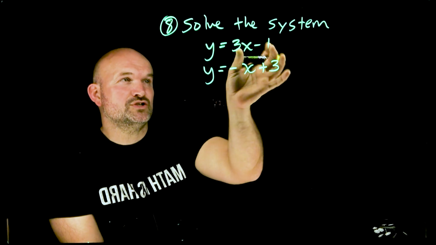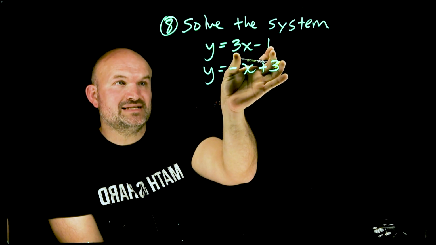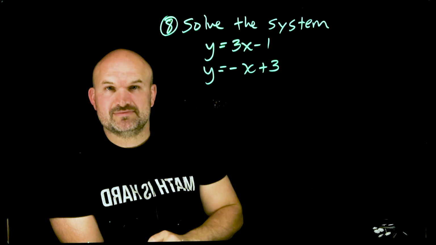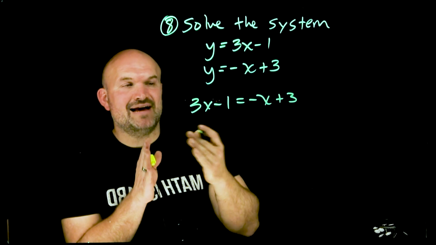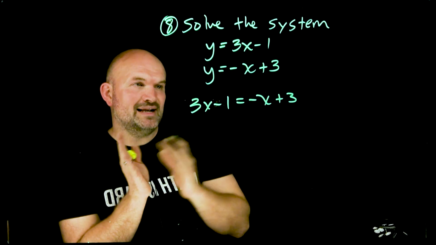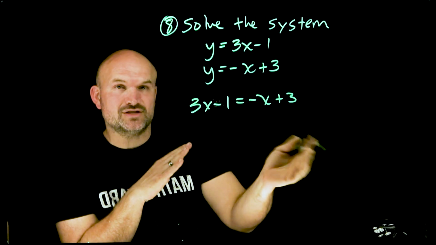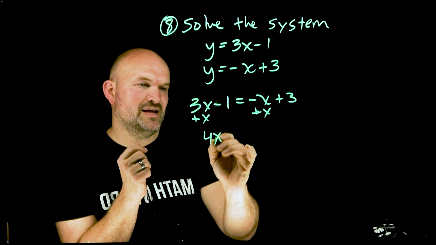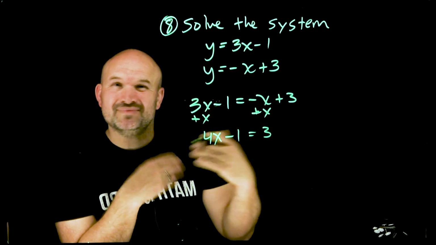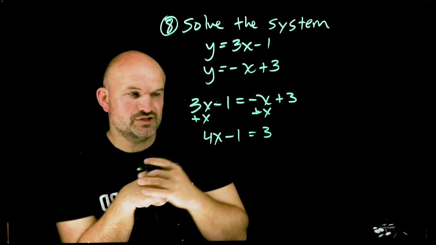I have y equals 3x minus 1, right? So what that means is I can replace this y with 3x minus 1 and then go ahead and solve for x. Now, recognize that I have an x on both sides here. So what I need to do to solve for x is I need to get x over to the same side. So I'm going to add an x here on both sides. That'll give me 4x minus 1 is equal to 3. Now I can just use my inverse operations to go ahead and solve.